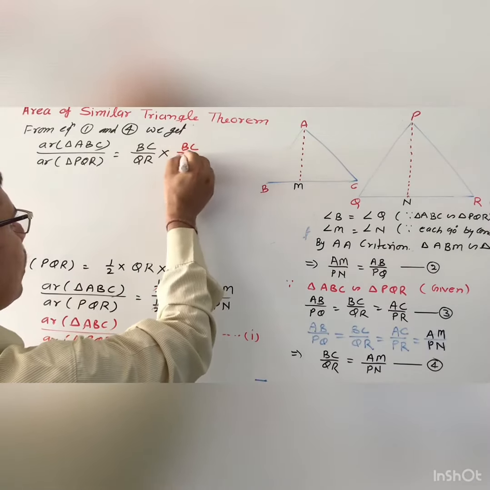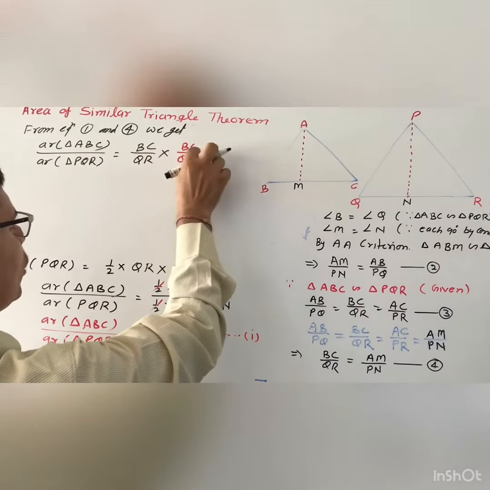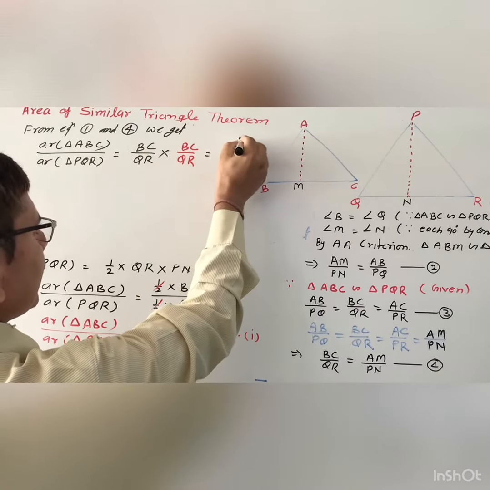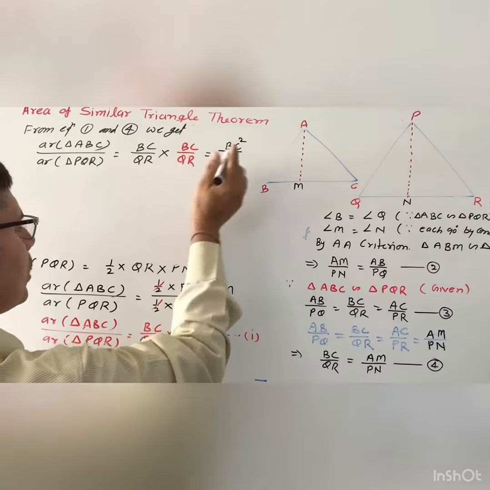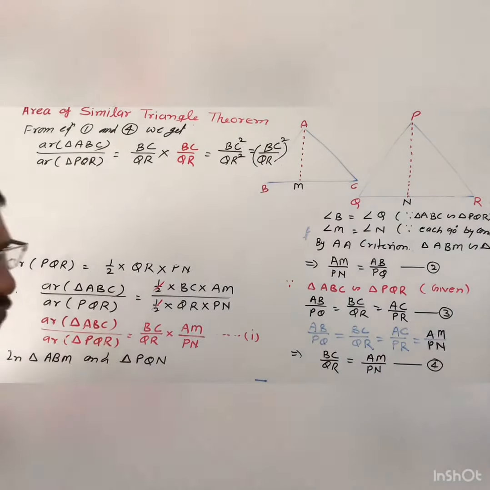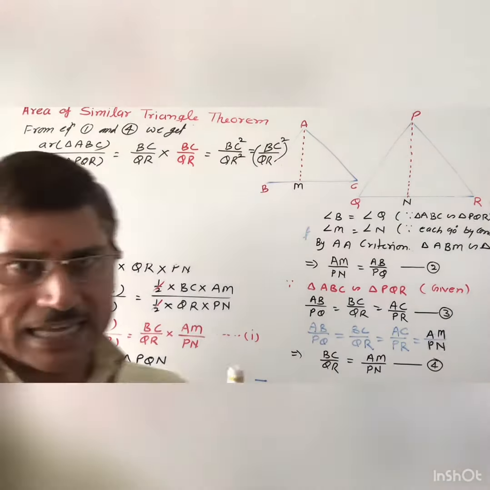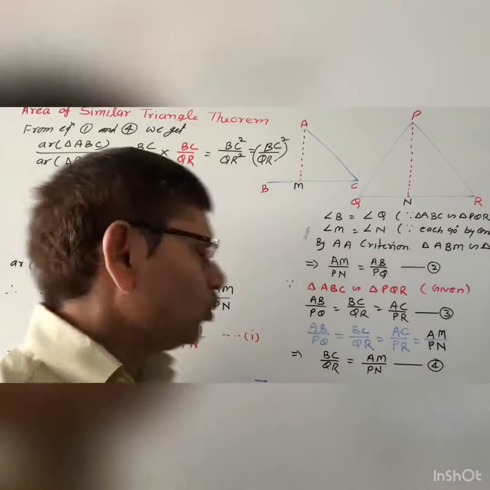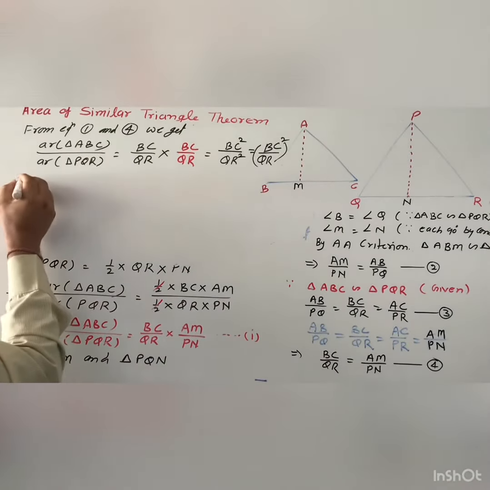Then what do you get here? You will get in this step BC times BC, BC square, and QR times QR, QR square, and this is written as BC upon QR, whole square. So one thing we get automatically. Similarly, no need to prove other sides. You will write here similarly.